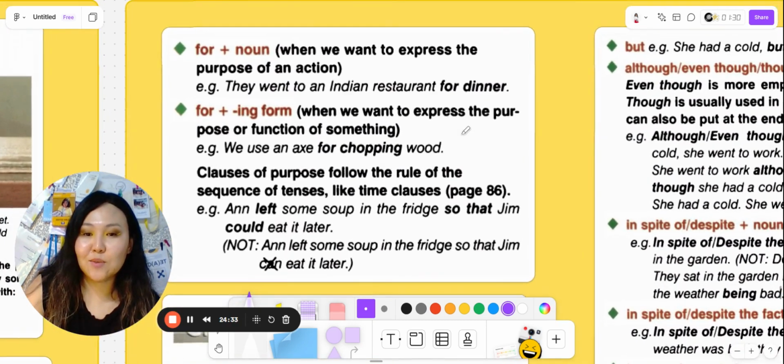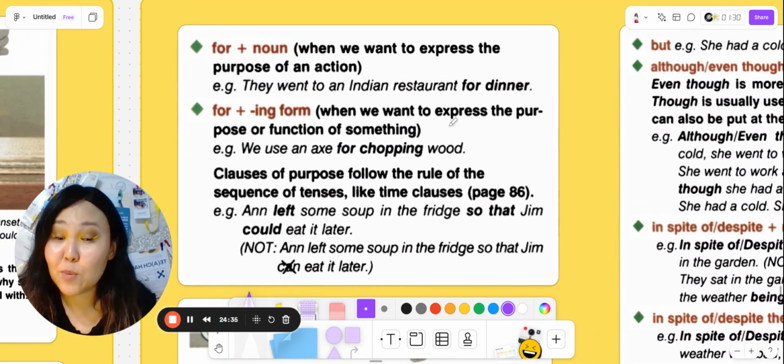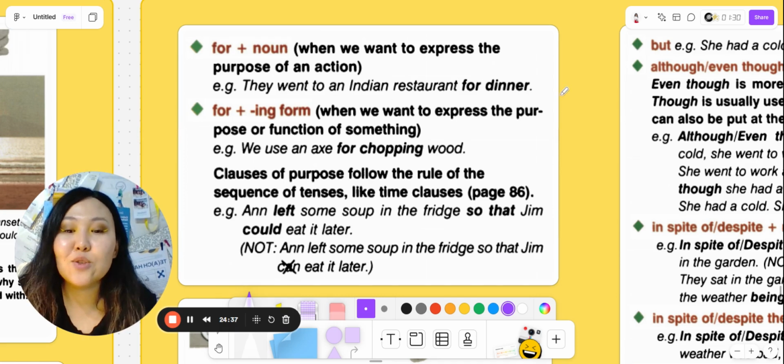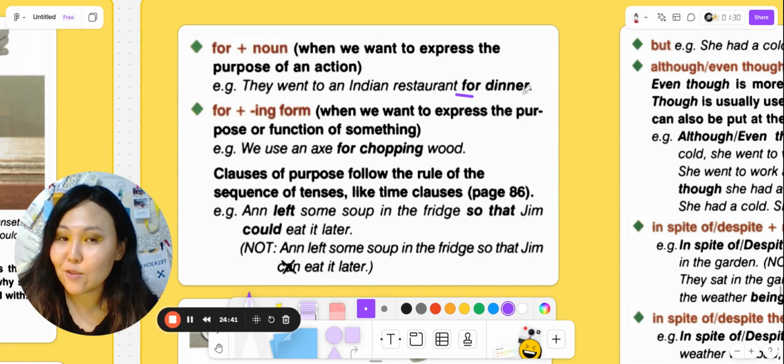For plus noun, where we want to express the purpose of an action. They went to an Indian restaurant for dinner. Like, why? For dinner. For plus ing form, when we want to express the purpose or function of something. We use an axe for chopping wood.